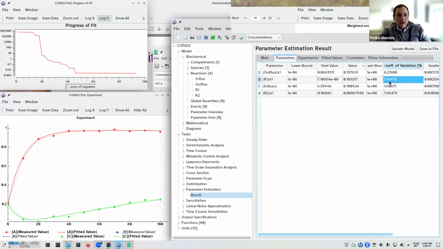So this parameter here has a coefficient of variation of about 2%, and that one has 1.6. So even the worst one is still 8%, which is pretty good.